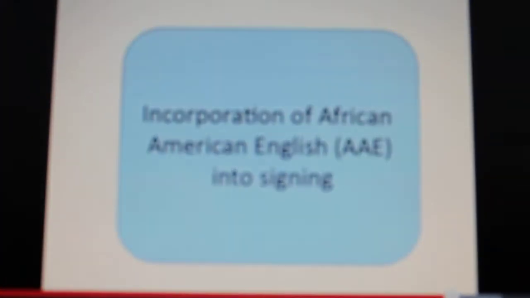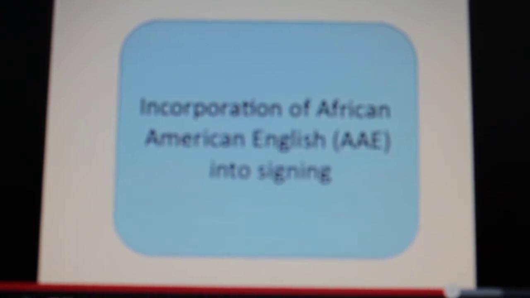For chicken, they sign this. And for bathroom, they sign this. Now, in Virginia, their sign for pregnant is this. And their sign for birthday is this. Now, those are the signs for each of those states.